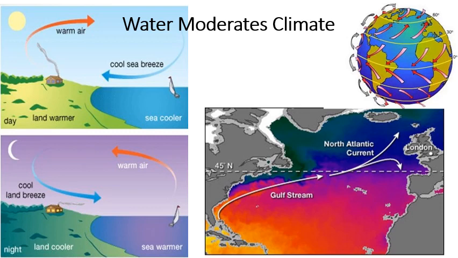Another example of water moderating or influencing climate would be ocean currents, and in particular the Gulf Stream. So here you have the Gulf Stream current. It flows from Florida all the way across the Atlantic Ocean, heading north until it hits the UK.